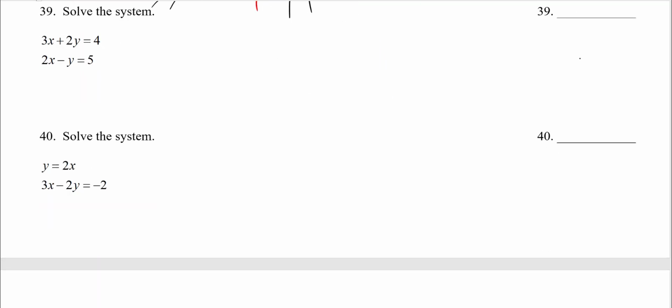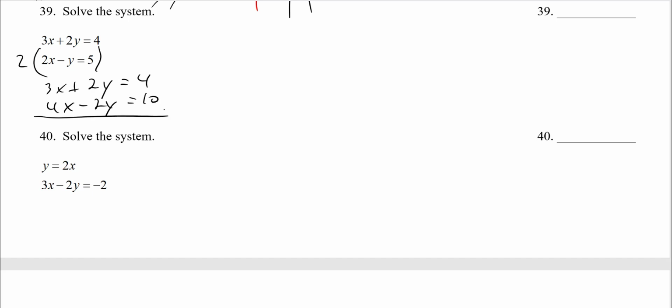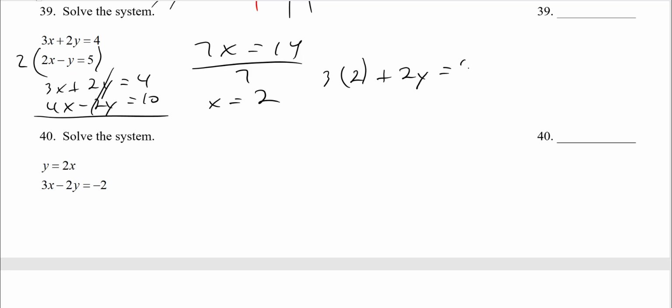39, solve a system. In this case I'm going to use elimination, so I'm going to multiply this one by 2. So you get 3x plus 2y equals 4, and then 4x minus 2y equals 10. The beauty is the y's cancel out, and so you get 7x equals 14, divided by 7. X is 2. Then I plug it into one of the equations, so I'm going to plug in the first one. 3 times 2 plus 2y equals 4.